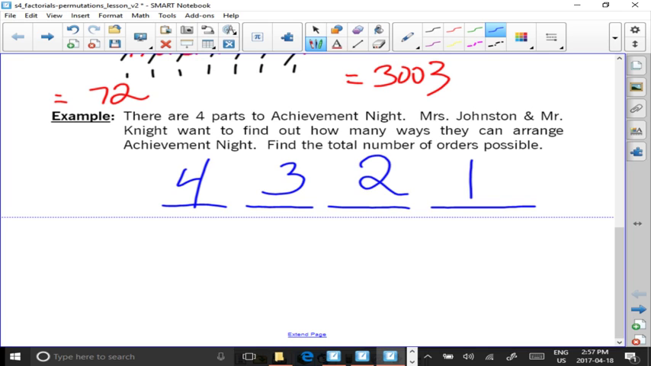It is 24, but we see 4 times 3 times 2 times 1, which could have also been written as 4 factorial. Either way, whether you write it out like this on top or as 4 factorial, you are going to get 24 ways of arranging the events at Achievement Night in order. Okay? So if you want to arrange things in order, you can do it 24 different ways.